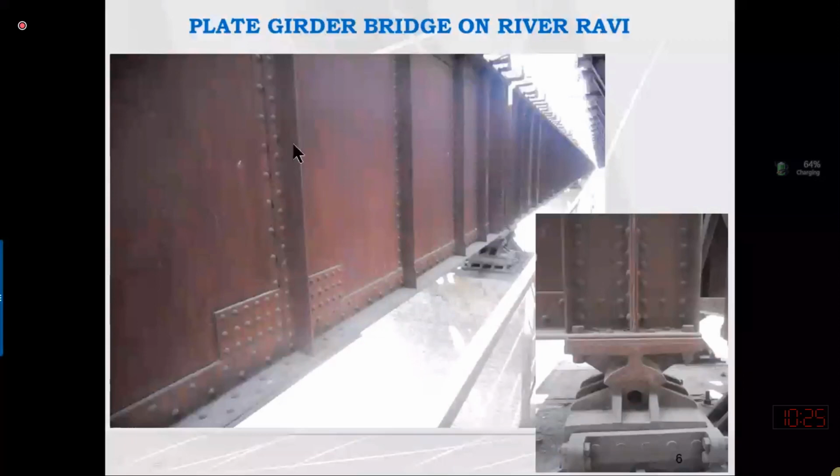So we provide the stiffener at suitable spacing along the length. What is the function of these stiffening plates? They increase the shear capacity of the web. How it increases, we will study in detail in our plate girder chapter.